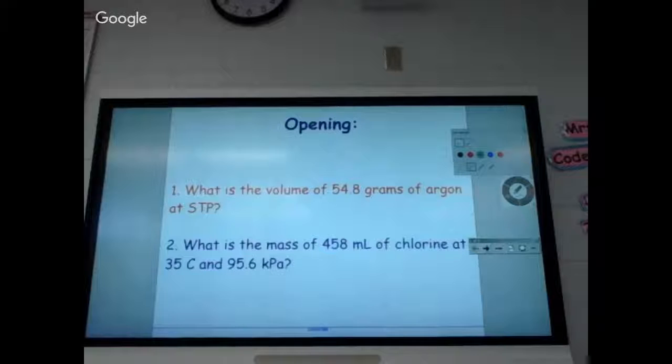Where does kPa go? Can you use it for pressure? So you divide it by 101.